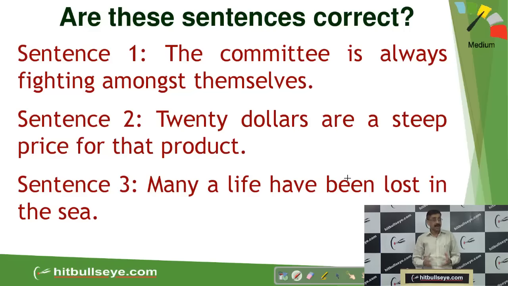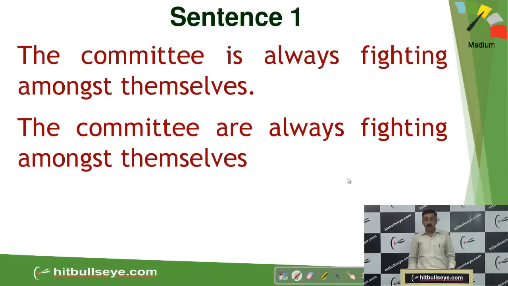Let us try to analyze the sentences quickly. Now the first sentence says the committee is always fighting amongst themselves. Now this sentence is actually wrong. In place of is, it has to be are. The committee are fighting amongst themselves. Now you'll be surprised. You are thinking how come are is correct instead of is, because committee seems to be singular and is seems to be most appropriate in this particular sentence. But again, are is correct.